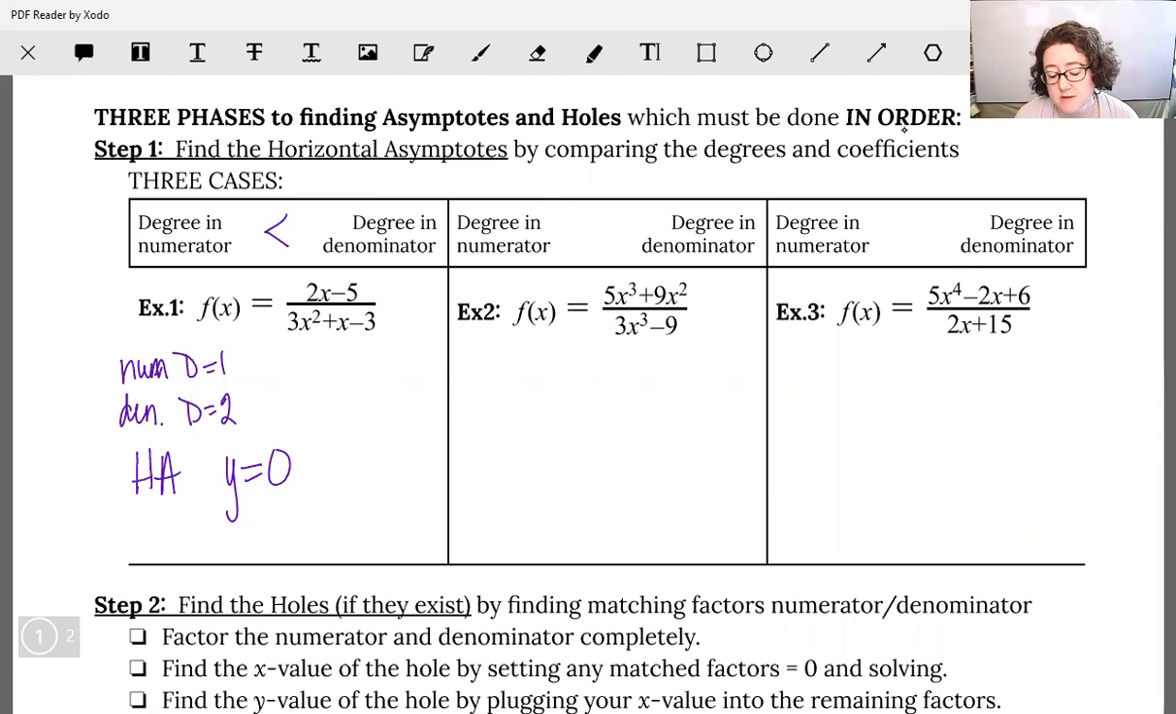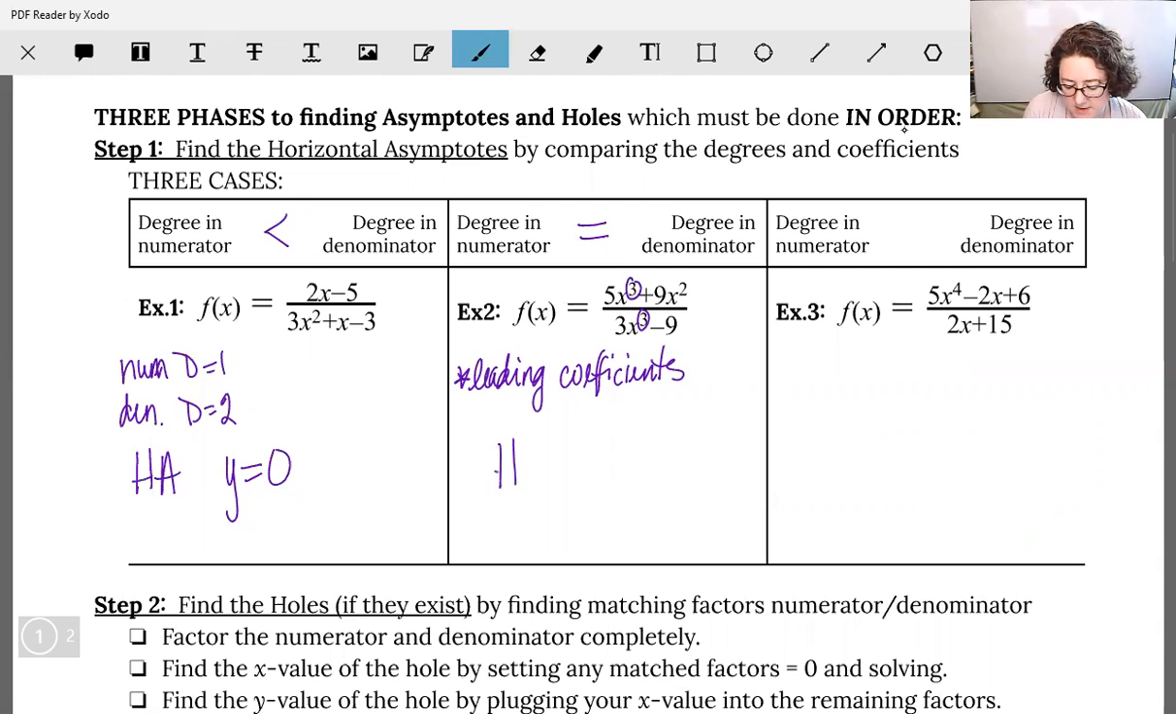Okay, our second case is when our degrees are equal. And so you'll notice in both of these, the highest exponent that we have is the 3. Now, anytime that happens, what we're going to do is we're going to actually look at the leading coefficients. So that would be a good note to put in. So our leading coefficients. In other words, what's that number? What's the coefficient on that term that has the highest degree?